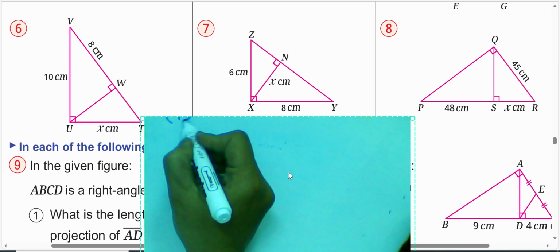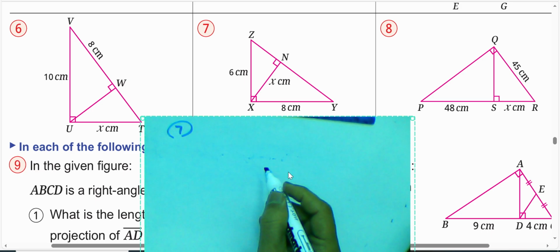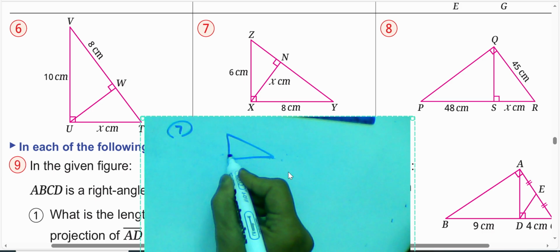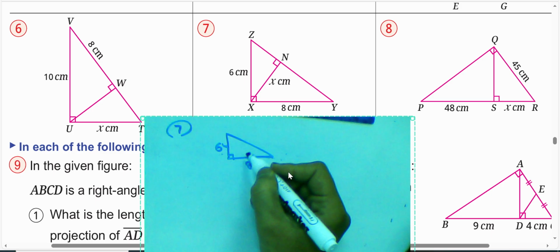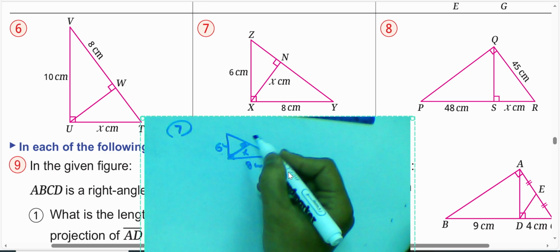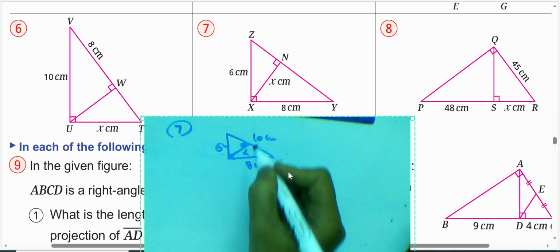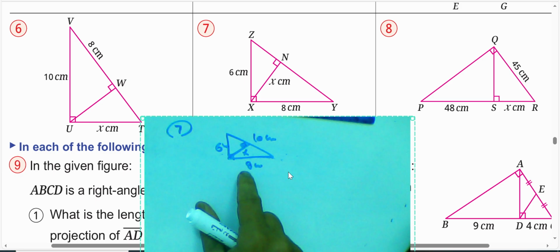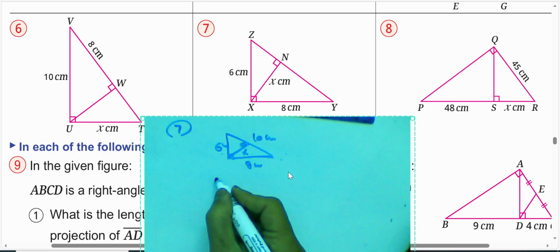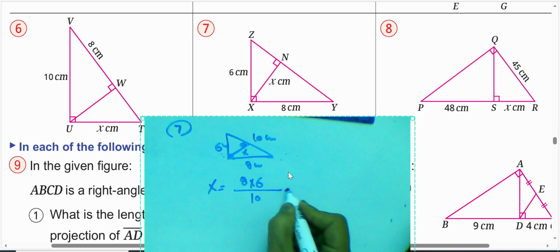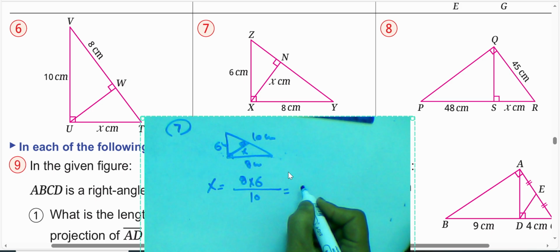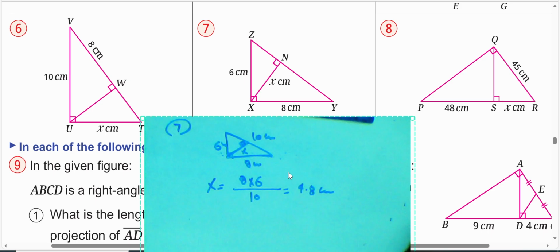Number 7. We want to find x. First step, we find the hypotenuse from Pythagoras theorem. We have 6 centimeter and here is 8 centimeter and this x. We can find this from Pythagoras theorem. It will be 10 centimeter: 6 power 2 plus 8 power 2, then find the square root. Then we can find x. x equals the product between the two sides, 8 product by 6 divided by 10. The result will be 4.8 centimeter. This is question number 7.